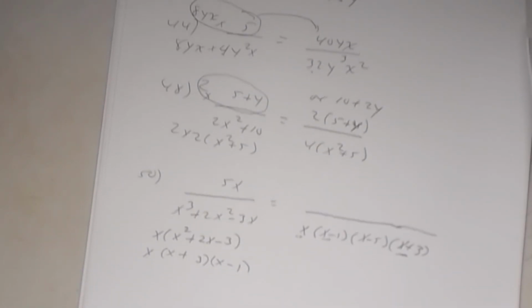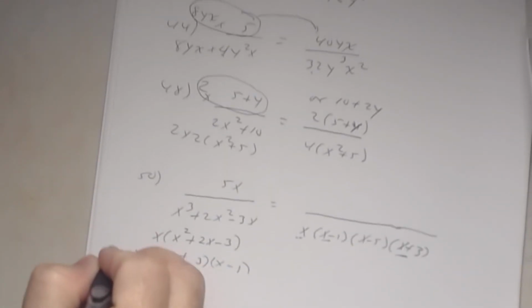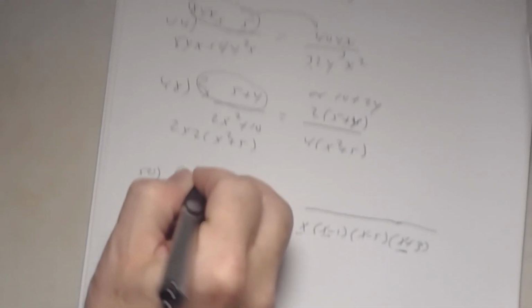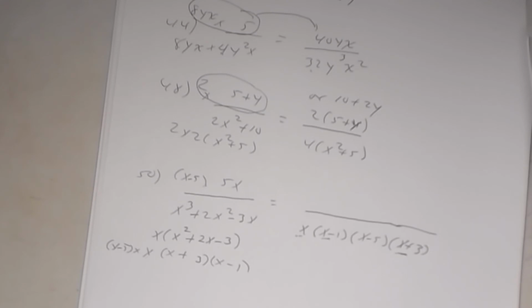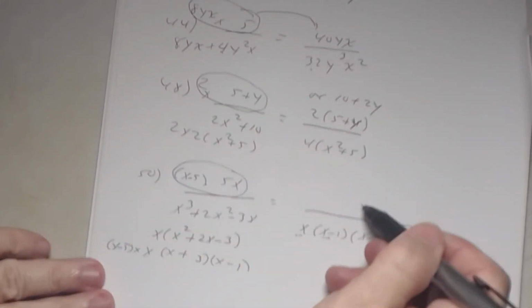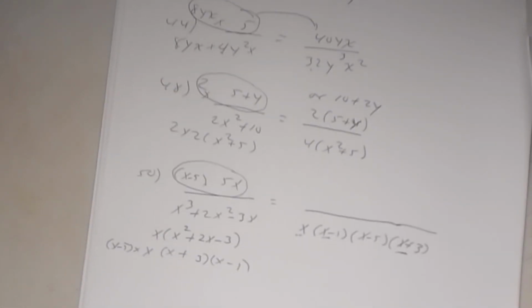Okay, the only thing that's missing is x minus 5. All right. So you're going to say times x minus 5 over x minus 5. So 5x times x minus 5. All right. I'm going to circle this just to remind me that needs to be put here, but always put the monomial part first.